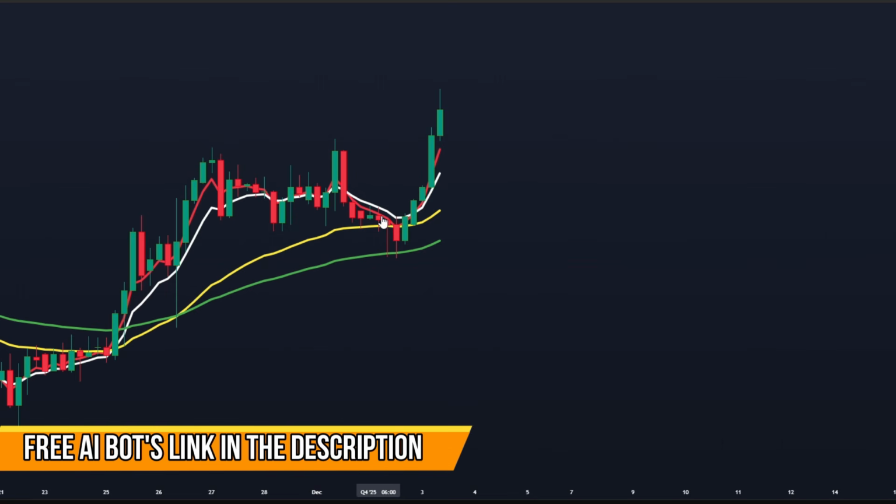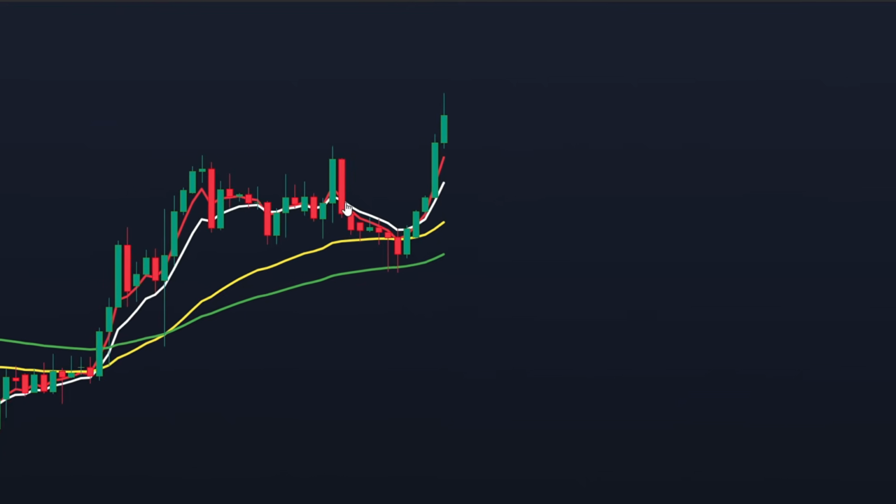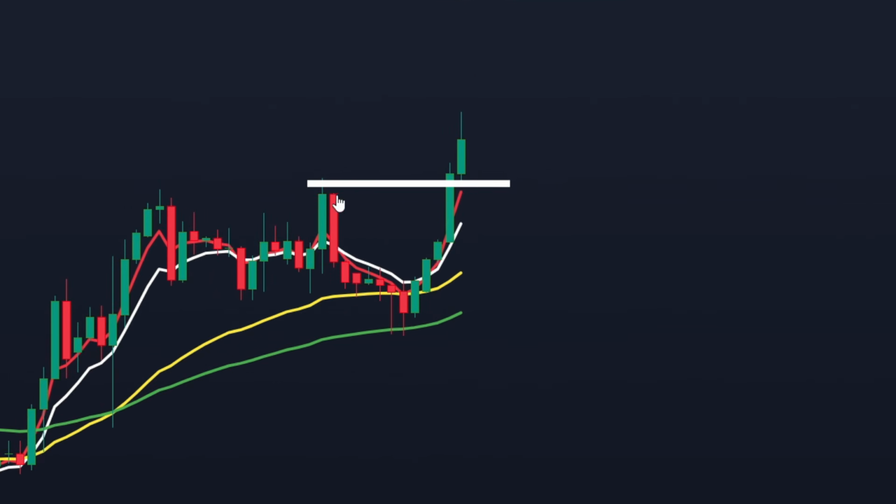But I still want one more layer of confirmation, and that is price action. In a buy trade setup, before the pullback starts, price usually forms a swing high. That swing high can act as a resistance level. So once we get the signal that the pullback may be ending, we mark that swing high and wait for price to close above it.